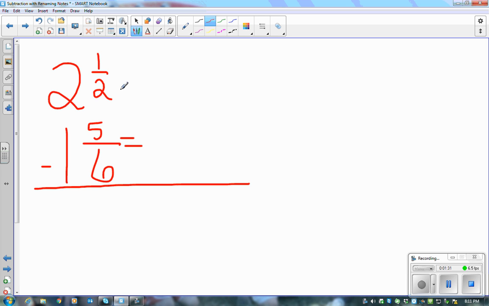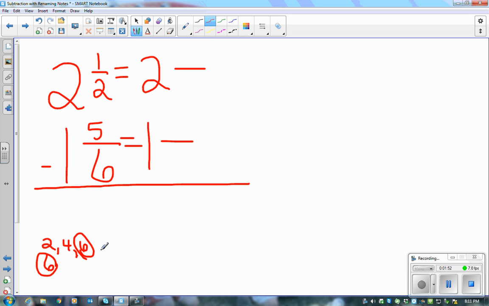And so just like we've done before, we're going to bring our whole numbers over. And then we have to find a common denominator for 2 and 6. So if I make a list of the multiples for 2 and 6, we have 2, 4, 6, and for 6, clearly 6. So we know that 6 is a common multiple for 2 and 6. So our common denominator, our least common denominator, is 6.